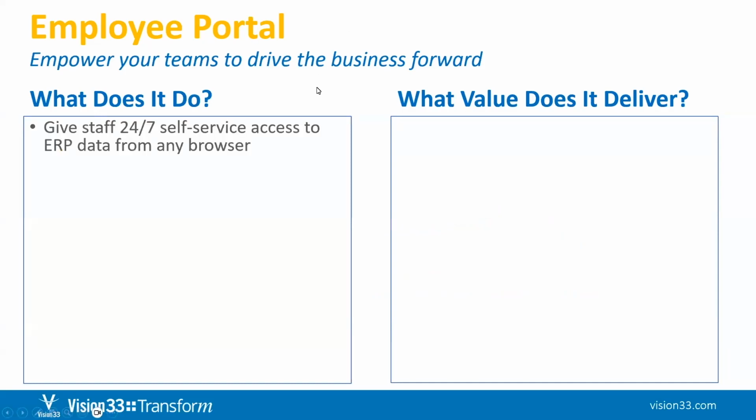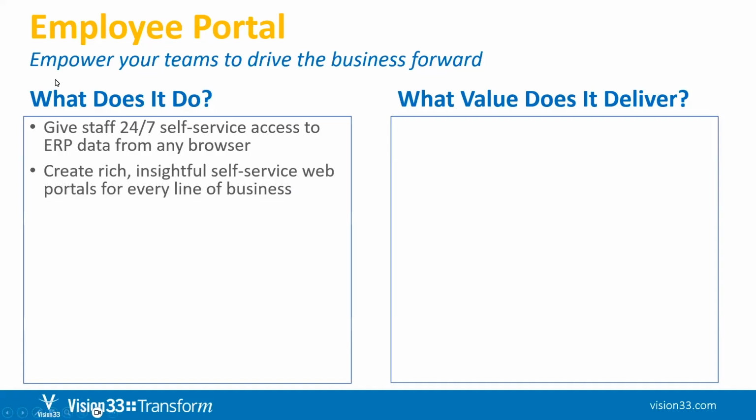So what does it do? Well, first of all, it gives the staff 24/7 self-service access to ERP data from any browser, right? So this takes a big load off of IT departments to make sure that the remote connection for SAP Business One is working all the time. The self-service browser really does that directly for them in a much easier fashion for everybody to use. Secondly, it creates a very rich, insightful self-service web portal for every line of business. So it's easy to use is what we're trying to say here, and things are apparent in the design of how you do things. It's very easy to learn and come up to speed on.